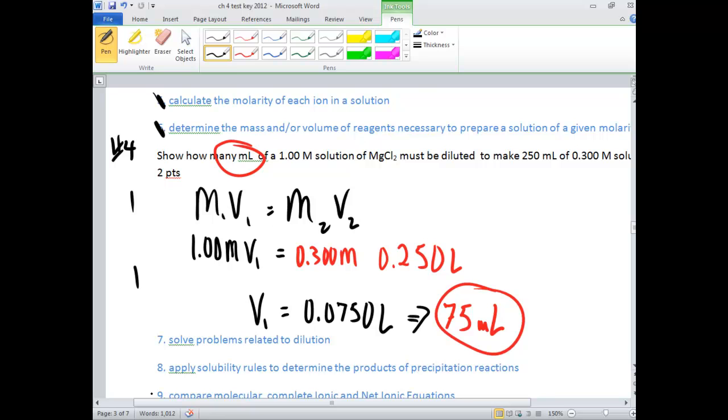So here we have the molarity and volume that we're going to dilute to. We're going to dilute to 250 milliliters, or 0.25 liters, of a 0.3 molar solution. And so that means we're going to solve for V1 here. So rearranging the equation, V1 equals 0.3 times 0.250 divided by 1, and that comes to be 0.075 liters, or of course 75 milliliters.